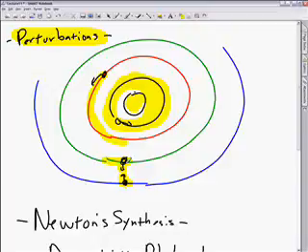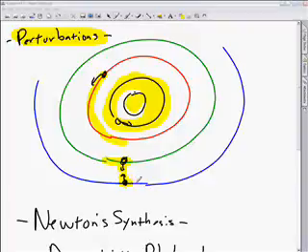Okay? Now, what this does is create small perturbations in the orbits, so that the orbits around the Sun are not exactly elliptical. Okay? And this is one of the things that helped bring Newton to believe in universal gravitation, that the planets themselves were attracting each other.